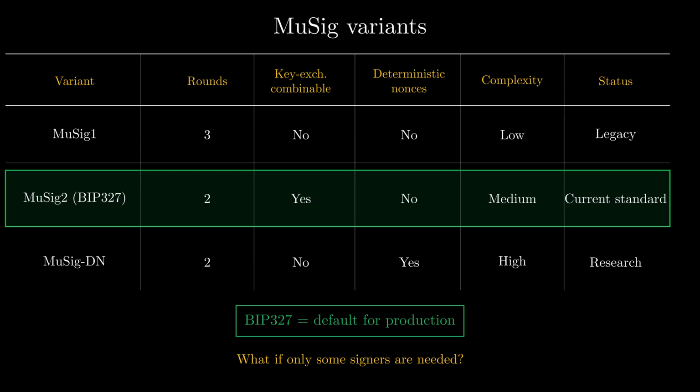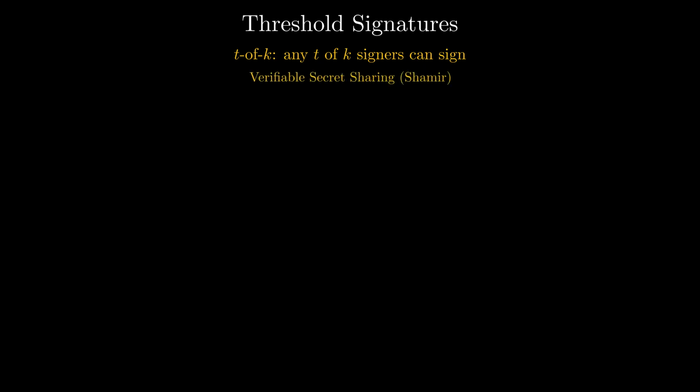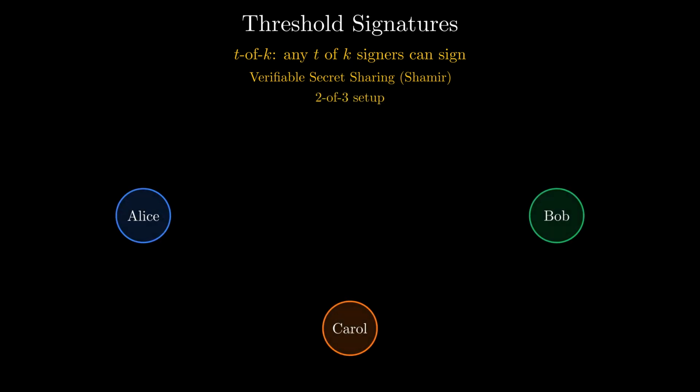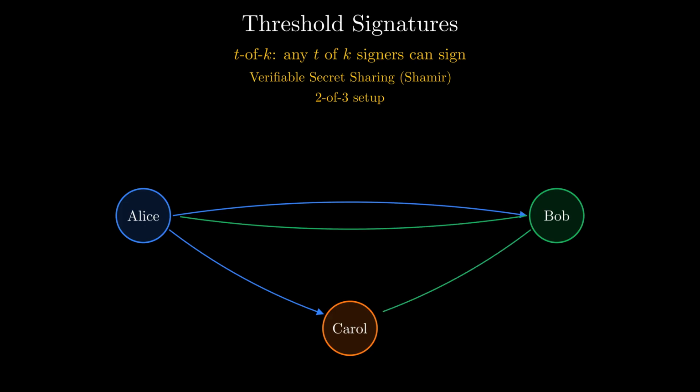Now every signer so far was required. What if we only need some of them? Threshold signatures relax that requirement. A T of K scheme lets any T signers out of K produce a valid signature, even if the others are offline. The trick is verifiable secret sharing, often built on Shamir's secret sharing. Take Alice, Bob, and Carol in a 2 of 3 setup. Each splits their private key into shares, distributing pieces to the other two.